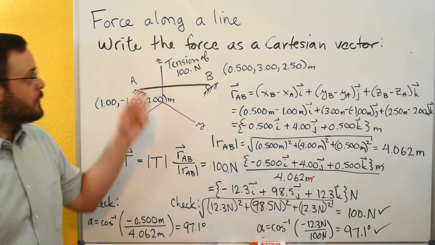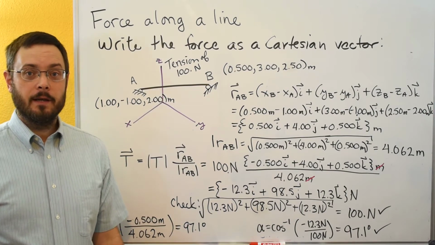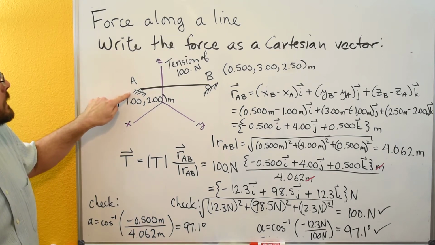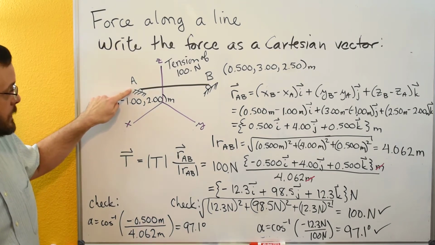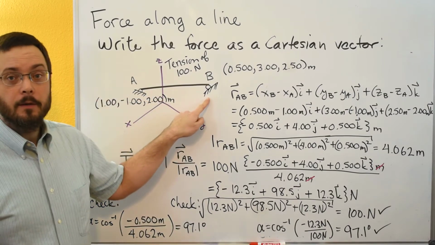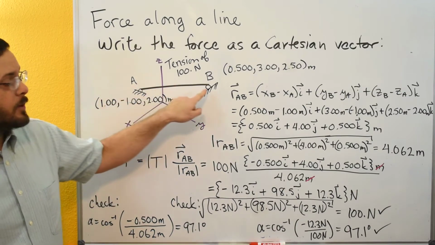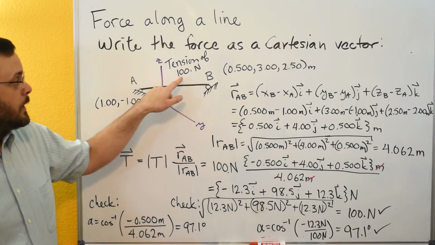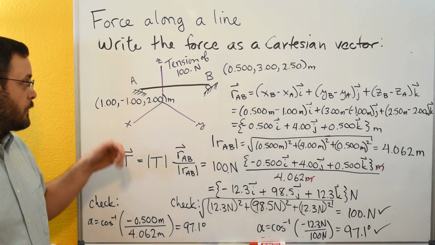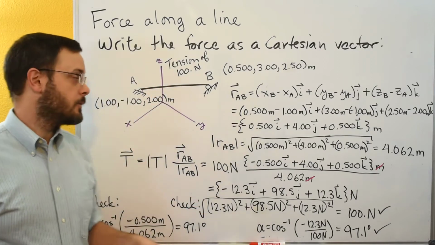So in this example, we're going to look at how to determine a force that's directed along a line in 3 dimensions. We have this eye bolt here at A that's secured to a wall or floor. We have an eye bolt here at B that's secured to a wall or floor. And then we have a rope that's going from A to B. We know that the tension in the rope is 100 newtons. So we want to be able to write that tension going from A to B as a Cartesian vector.